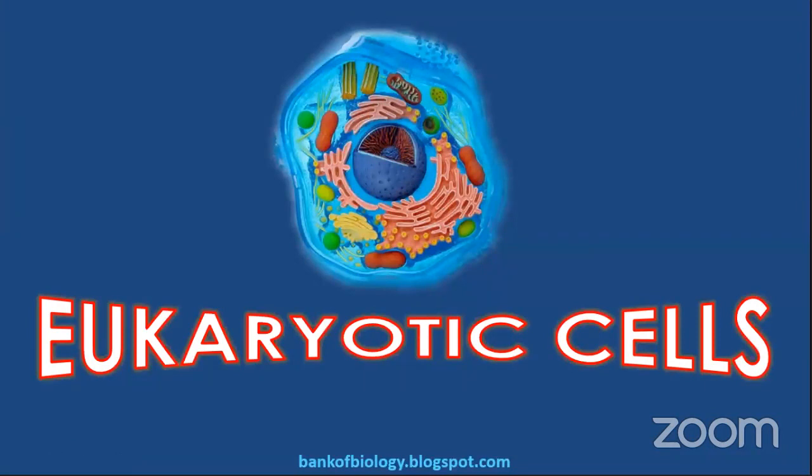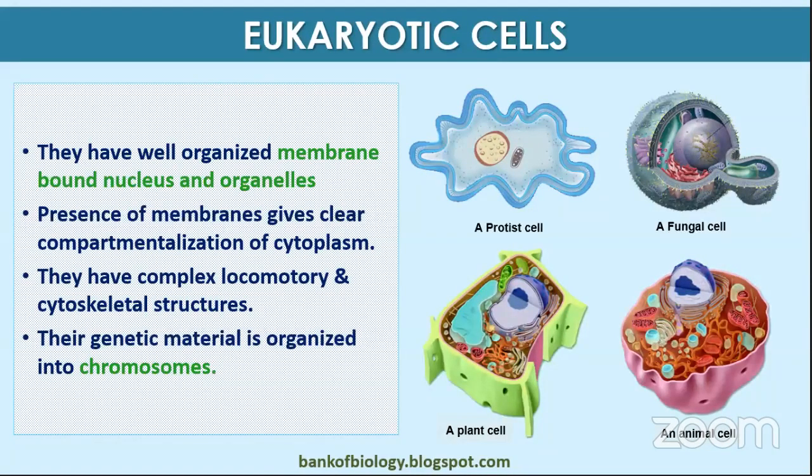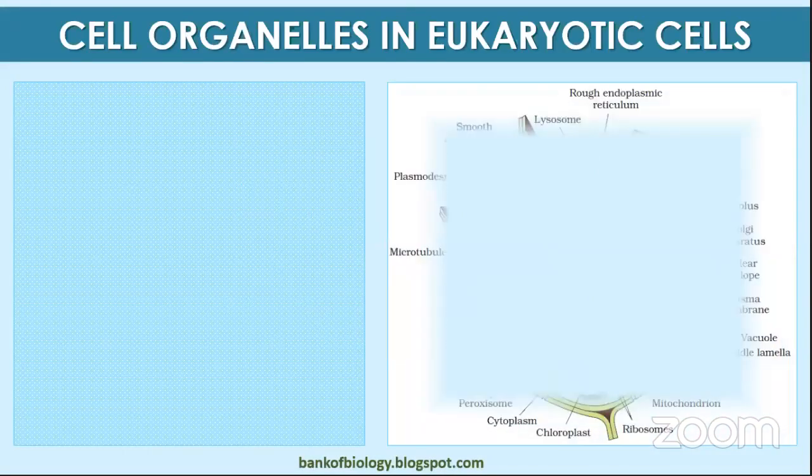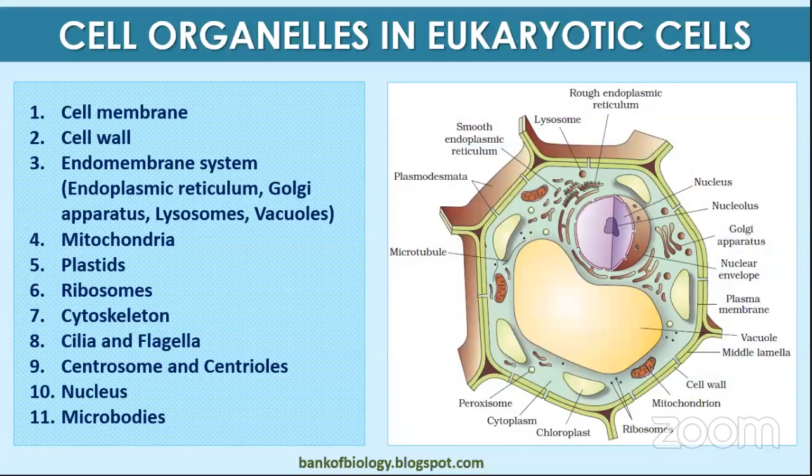So now we'll look at the eukaryotic cell. The main difference between eukaryotic and prokaryotic cells is the nucleus and membrane-bound organelles. So they have a well-organized membrane-bound nucleus and other organelles. The presence of membranes gives clear compartmentalization of cytoplasm. They have complex locomotory and skeletal structures. Then cell organelles in eukaryotic cells. We'll go one by one.